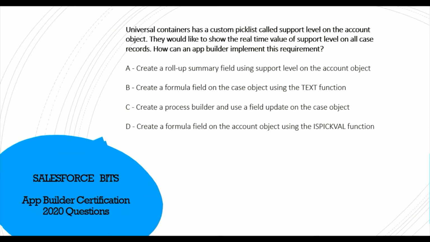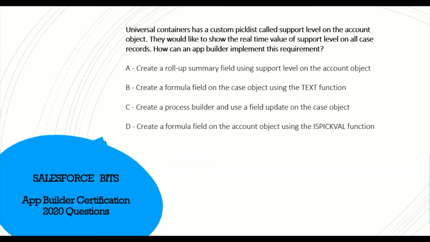On with the next question. Universal Containers has a custom picklist called Support Level on the account object. They would like to show the real-time value of the support level on all case records. How can an app builder implement this requirement? First option, create a roll-up summary field using the support level on the account object. No, this is not required because we want to show it on the case object. And why roll-up? Because this is not a numeric, currency or percentage field, which can be shown in the parent, which is not the case.